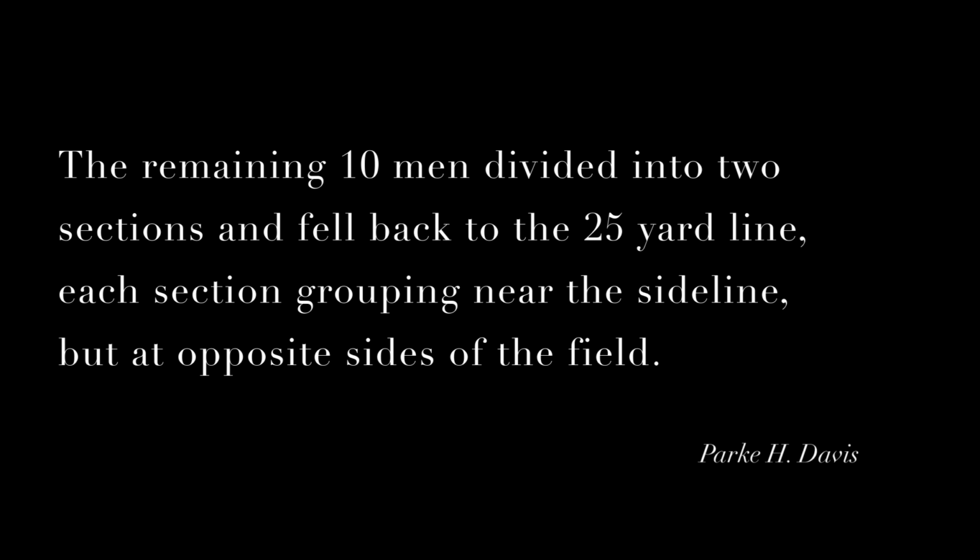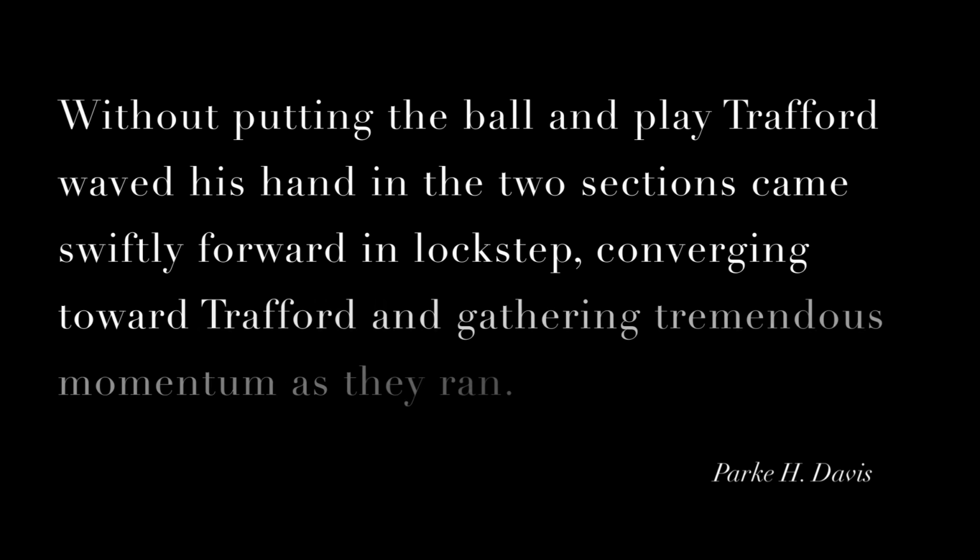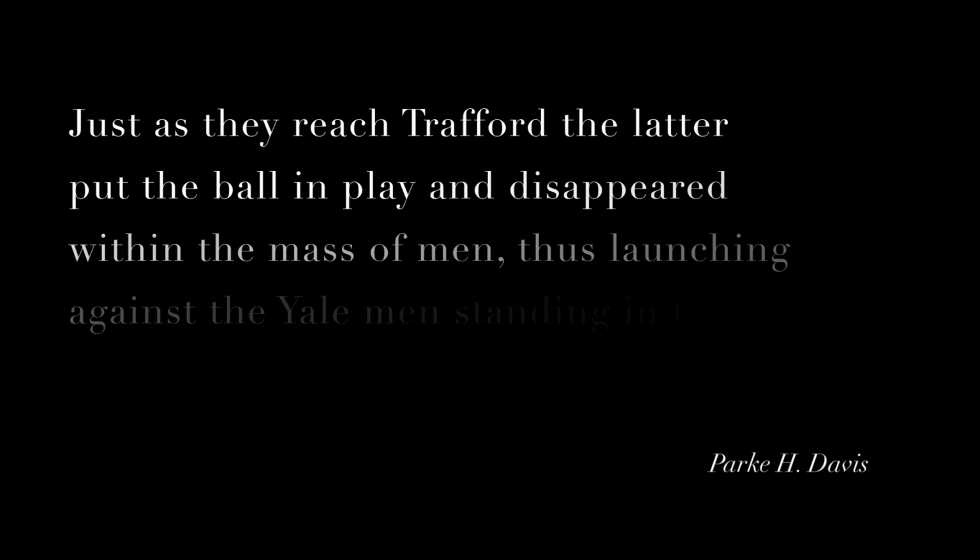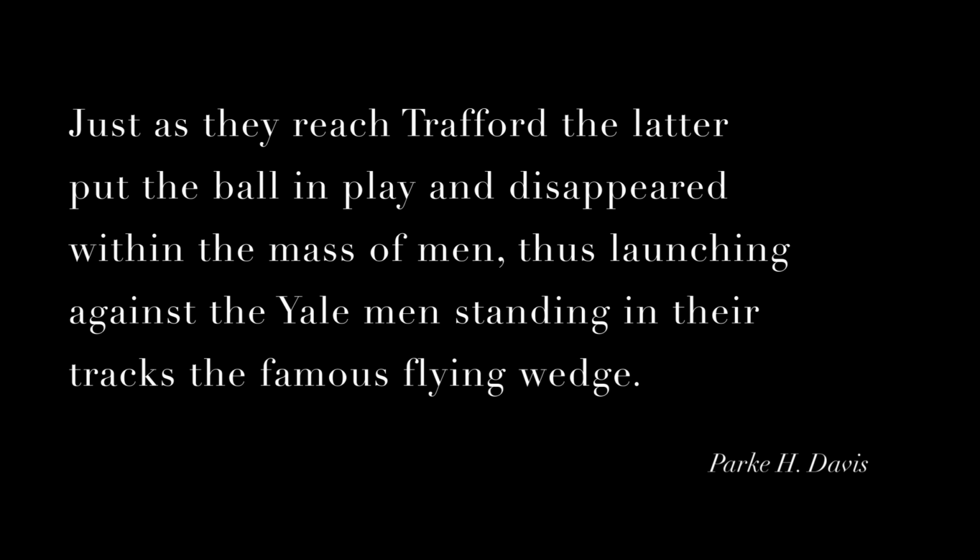The remaining 10 men divided into two sections and fell back to the 25-yard line, each section grouping near the sideline, but at opposite sides of the field. Without putting the ball in play, Trafford waved his hand, and the two sections came swiftly forward in lockstep, converging towards Trafford and gathering tremendous momentum as they ran. Just as they reached Trafford, the latter put the ball in play and disappeared within the mass of men, thus launching against the Yale men standing in their tracks the famous flying wedge.